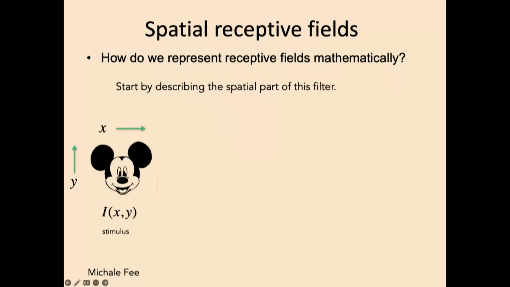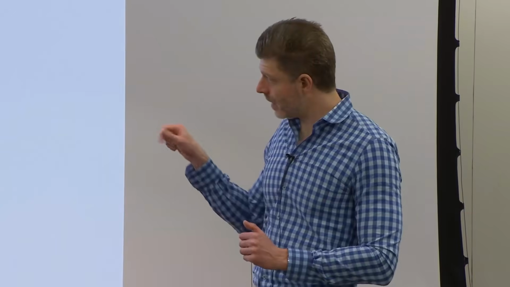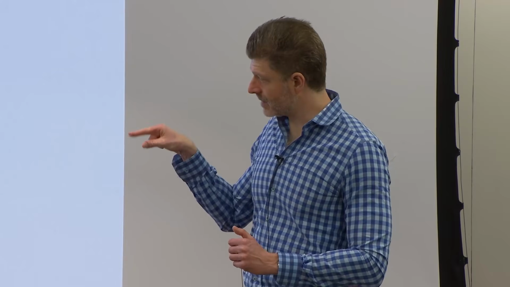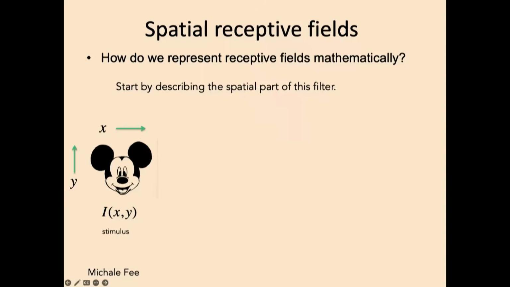Okay, so this is an image. It's an image of Mickey Mouse, but it's just an image. And what an image is, for our purposes, is a spatial array of intensities. So that's I of x, y. I is the intensity, and there will be an intensity value at every x position and every y position.